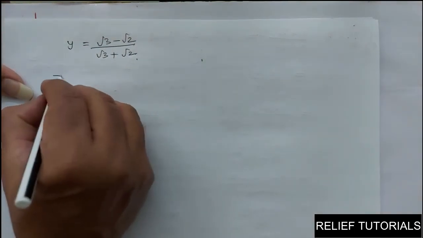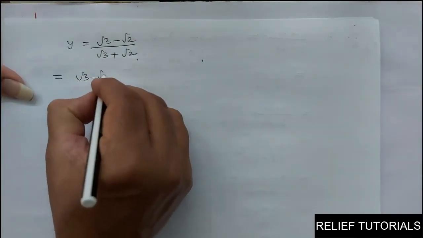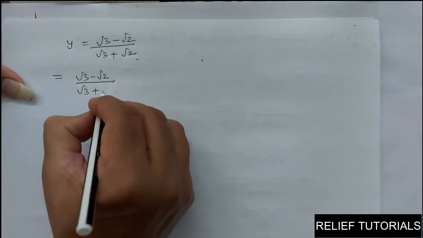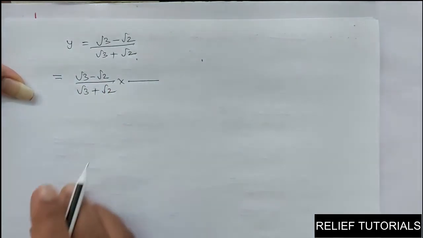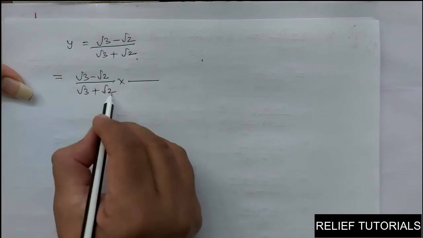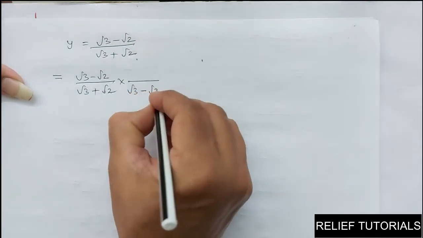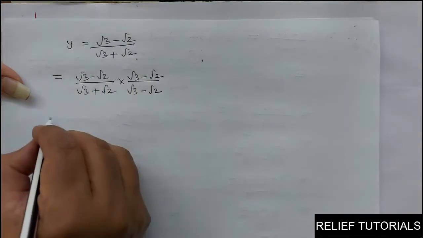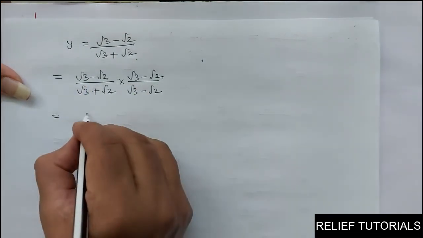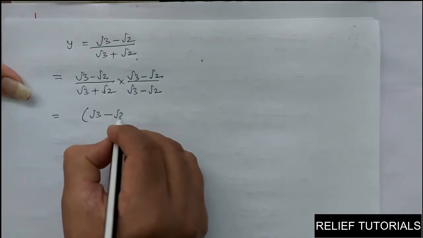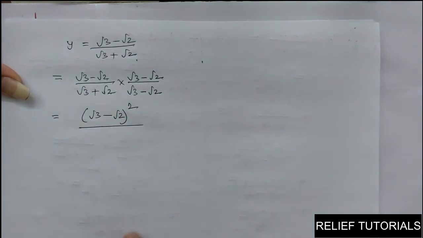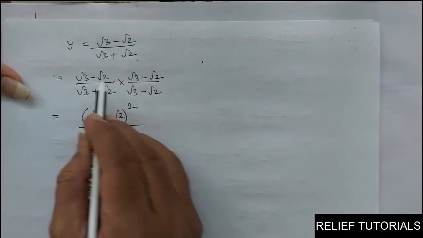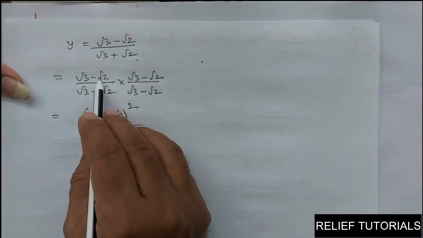You know what you will do here? For (√3 − √2)/(√3 + √2), you will rationalize the denominator by the conjugate of the denominator. The conjugate of the denominator is √3 − √2, here also √3 − √2. Got it? Then (√3 − √2) the whole square upon (√3 + √2)(√3 − √2).